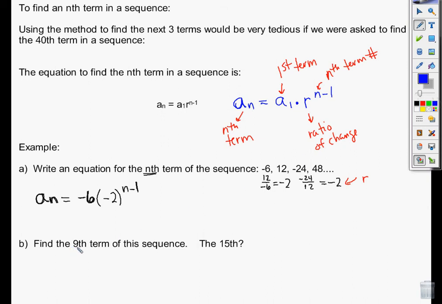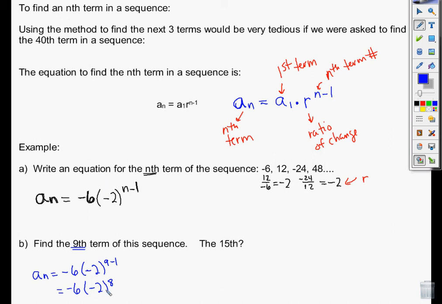Now if we wanted to find the 9th term, we'd set that a to the n is -6 times -2 to the 9 minus 1. So that's -6 times -2 to the 8th. So I'm going to take that -2 to the power of 8.